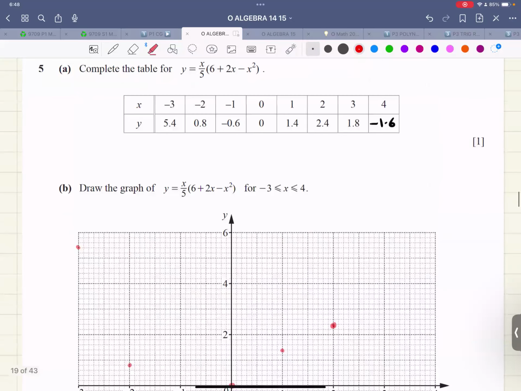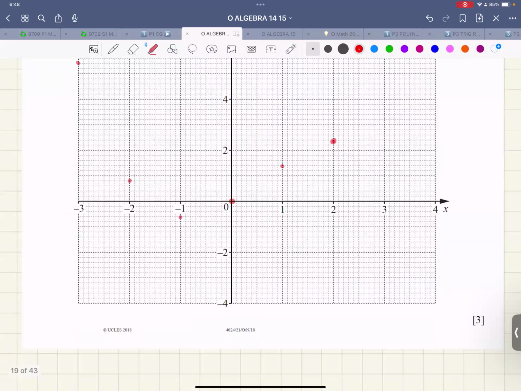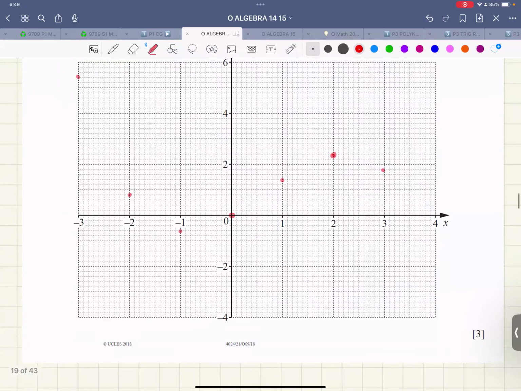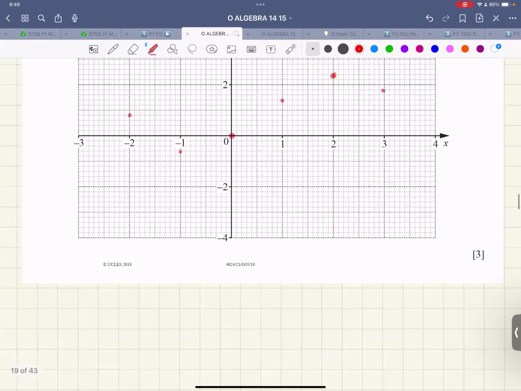And 3 is giving me 1.8. So that is 1, and 1.8 is almost here. Not exactly, let me mark it correctly. This is 1, this is 1.8. And the last one, 4, is giving me negative 1.6. So negative 1.6 is right over here.